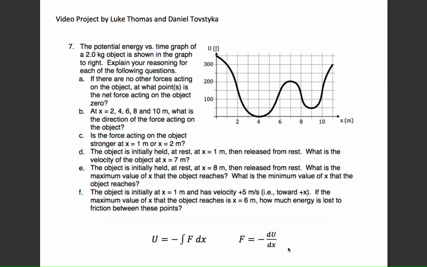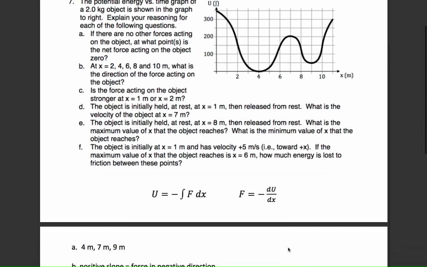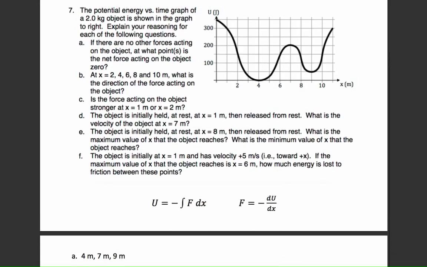For the first question, it asks if there are no other forces acting on the object, at what point is the net force acting on the object 0? To solve this, it's very simple. We just find out where the slope of the graph is equal to 0, and we found it to be 0 at 4 meters right here. At 7 meters right here, slope is 0 again, and then at 9 meters as well.